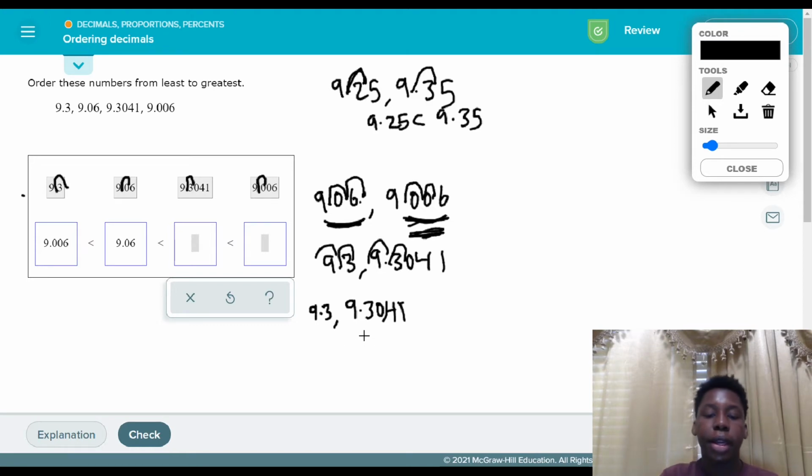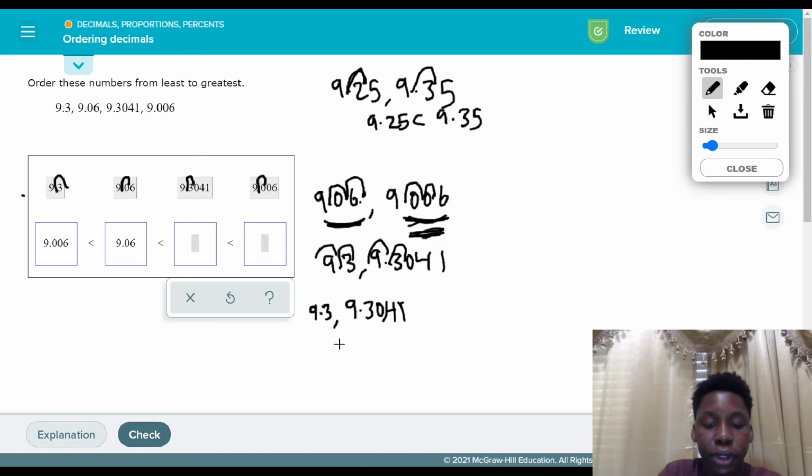9.3041, okay? Since we already bounced through all the digits this one contains, this one contains 9.3, this one contains 9.3041, right? Right now we're at this 9.3 point, and we realize that this 9.3041 has more values than this one. I want to compare these two numbers together, but this one doesn't have enough numbers behind the 3 for us to compare.